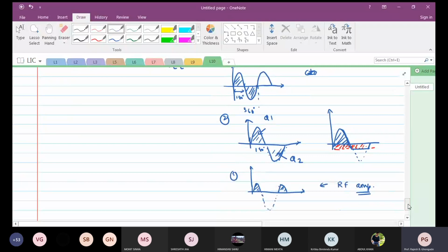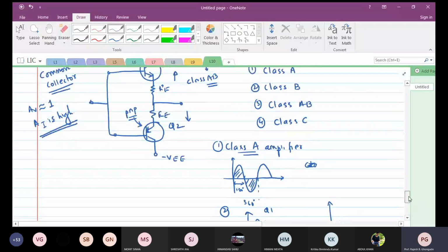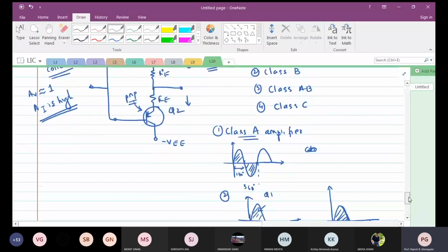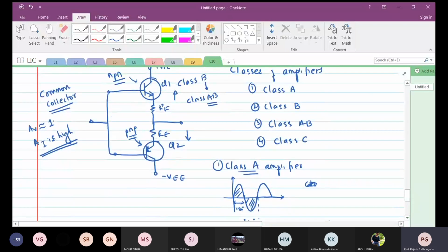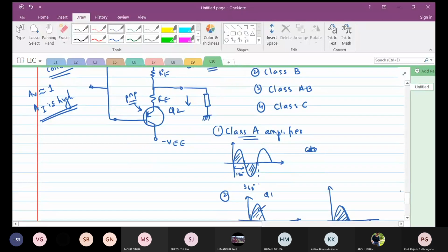Now another important thing. What are the features of common collector circuit? We have already seen a few. AV is 1, AI is high, so we are going to get a very high current gain, means it will be in a position to supply considerable load current without getting loaded down.